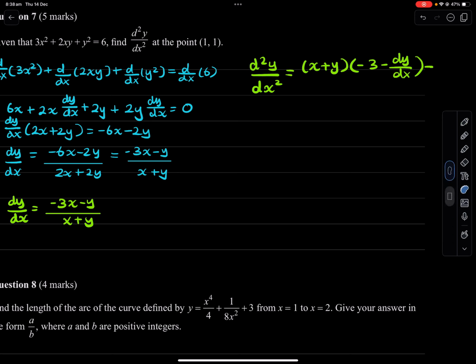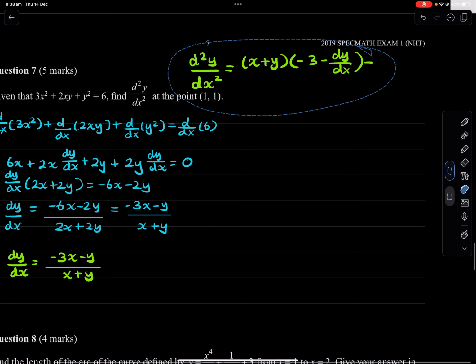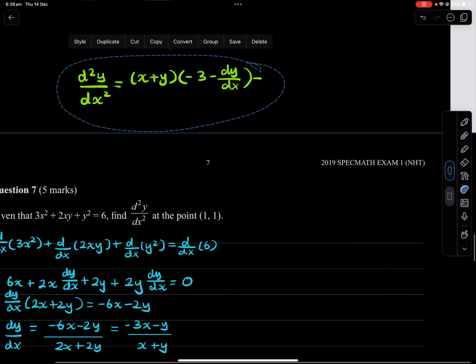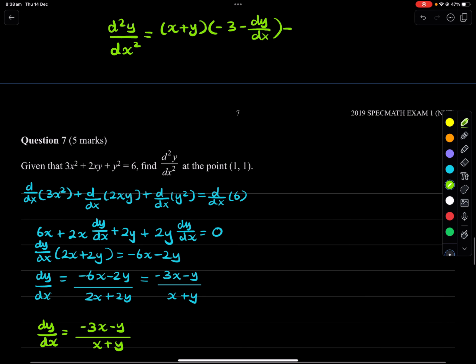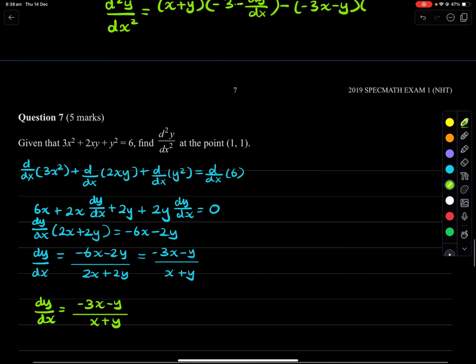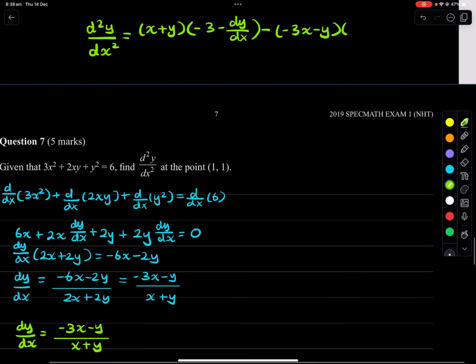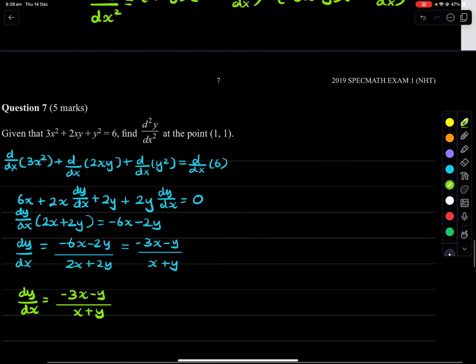Minus, okay, it's a lot, it's quite big. So I'm just going to put it over here and do it here. Okay, minus negative 3x minus y, deriving the bottom, so it's going to be 1 plus dy/dx. Is that right? Have I made any mistakes?